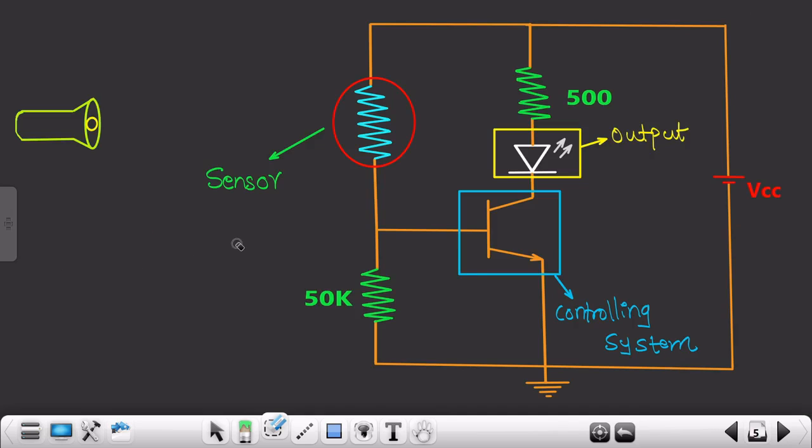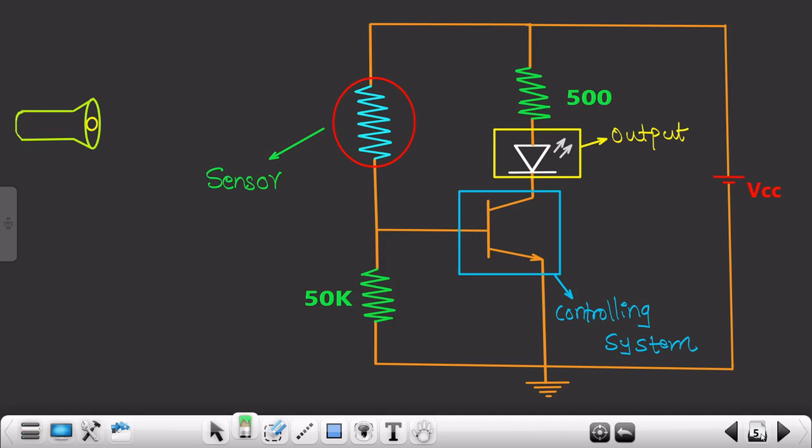Okay, so this is what we had designed in case of the automatic brightness controller, right? So over here the LDR sensor was above, that means it was connected to the VCC, right? And this particular resistor, that is 50 kilo ohm, was connected to ground and then to the LDR and to the base terminal of the BJT, right?